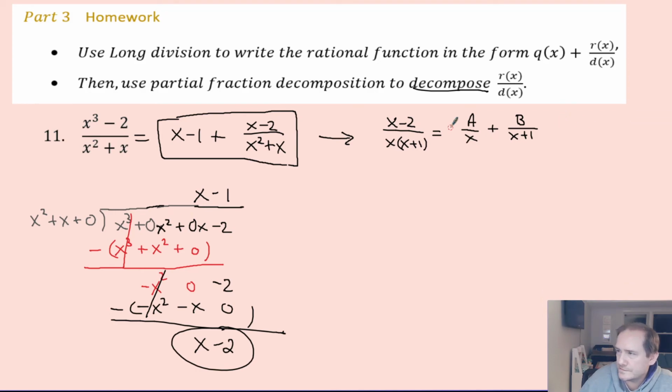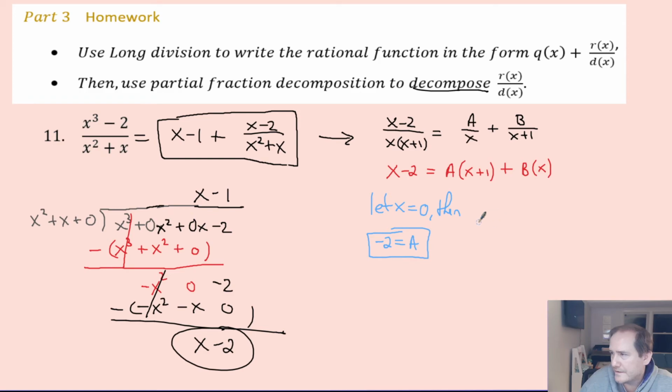Okay, I wonder how much of this we could just do in our heads, honestly. So this is x minus 2. Let's see what we can get away with. We're going to let x equal 0. That'll let us get a. So if we let x be 0, then we get negative 2 equals a. And this cancels. So we've got our a already.